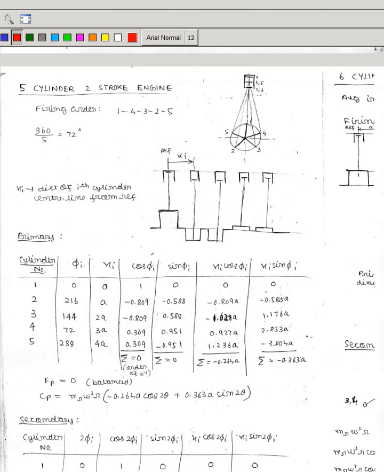So some known configurations: a 5-cylinder 2-stroke inline engine. Here the firing order is 1, 4, 3, 2, 5. So this is the firing order. So 1, then 4, then 3, then 2, then 5.